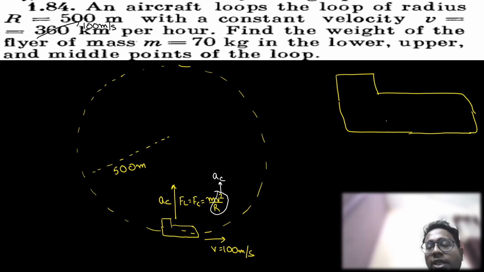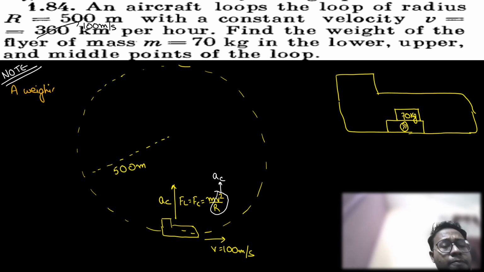Now see, if I zoom onto this aeroplane out here, a weighing scale is kept out here. On top of that weighing scale, a 70 kg block is kept. Now the question is asking, find the weight of this block on the weighing scale. A weighing scale always measures the normal reaction force acting on it. Whenever you are asked to find out weight in a non-inertial frame, always find out the normal reaction force on the weighing scale.